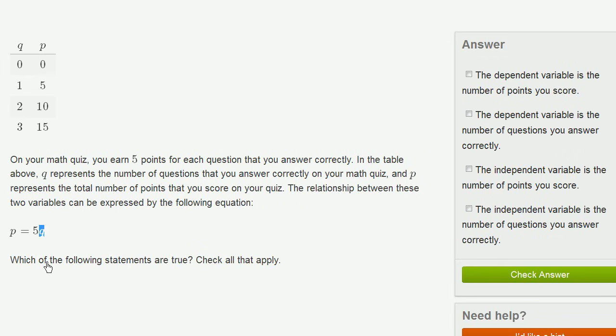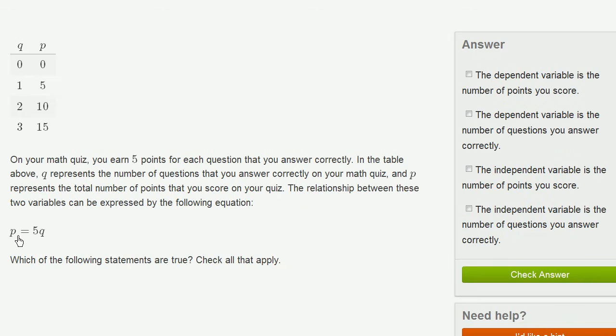So then they ask us, which of the following statements are true? Check all that apply. So let's think about this. They say the dependent variable is the number of points you score. So when you think about what's happening here, your number of points you score is being driven by how many questions you get right. It's not like somehow the teacher says you got 15 points and now you have to get exactly 3 questions right. It's the other way around. The number of questions you get right is the independent variable, and that's driving the number of points you score.